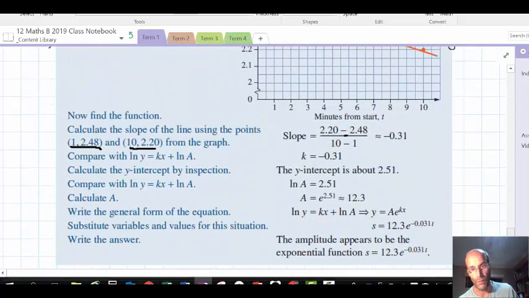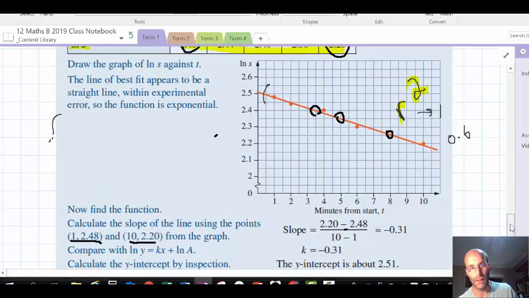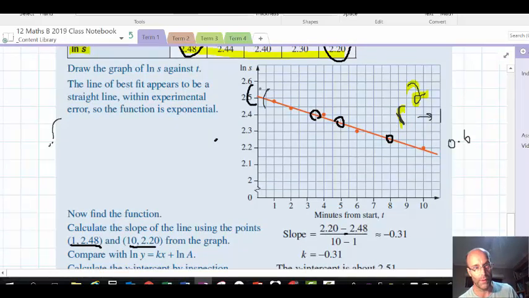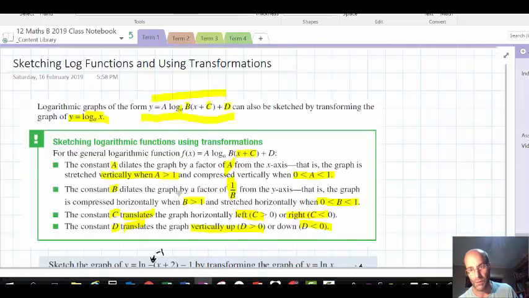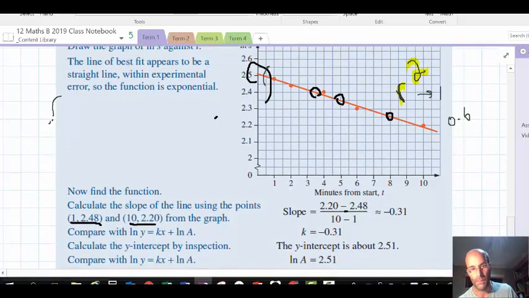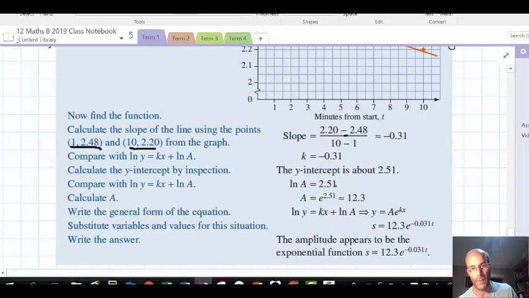Using our gradient formula we get a gradient of -0.31, which corresponds with a falling line, as you can see, and that's our k value. Now for the y-intercept, it's about 2.51 by inspection. If you had the equation through regression, you'd be able to do better than that, but you can see it's just above 2.5 there, so 2.51 is reasonable.